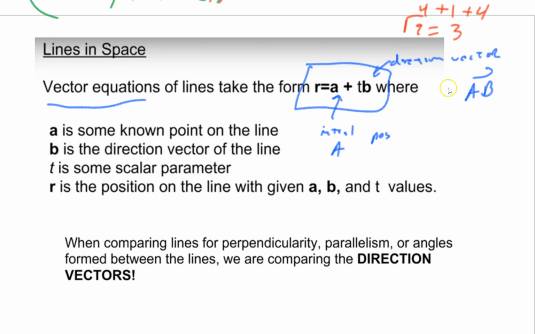So, if I was saying, let's make a vector equation of AB, it's not B, it's the direction AB. It's actually this. That's my B there. Which way is it going? So, it's a direction vector. Very important. I'm going to do an example of that later.